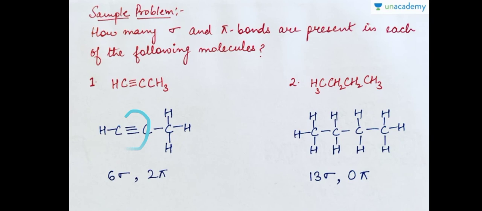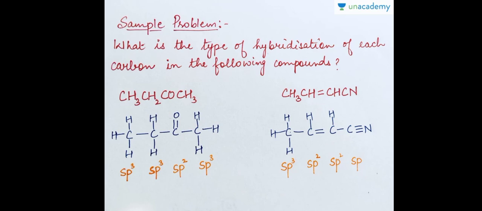In the next part, we have all these as single bonds. So, all of them would be sigma bonds. When you count all these, it will come out to be 13 sigma bonds. The next one is, what is the type of hybridization of each carbon in the following compounds? Again, you will first draw the structure and then count the number of sigma bonds. 1, 2, 3, 4. 4 sigma bonds, therefore sp3 hybridized. In this case also 4 sigma bonds, it will be sp3 hybridized. This one also contains 4 sigma bonds and it will be sp3 hybridized.